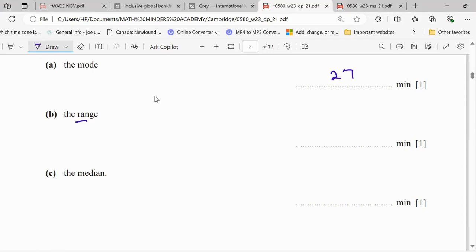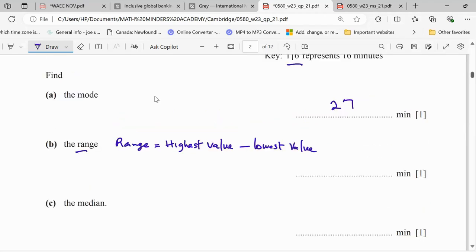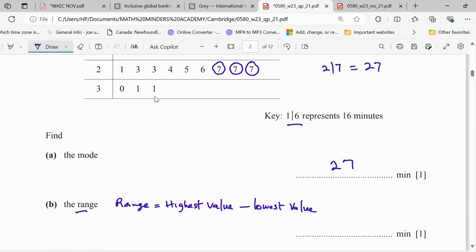And range is highest value minus lowest value. So we'll go back now and pick the highest value. Of course, if you look here, the highest value is 31. So our highest value here is 31. That is 3, 1.